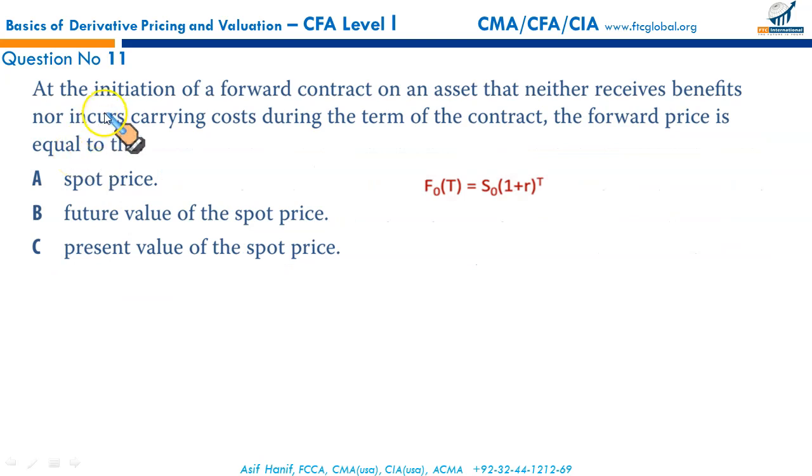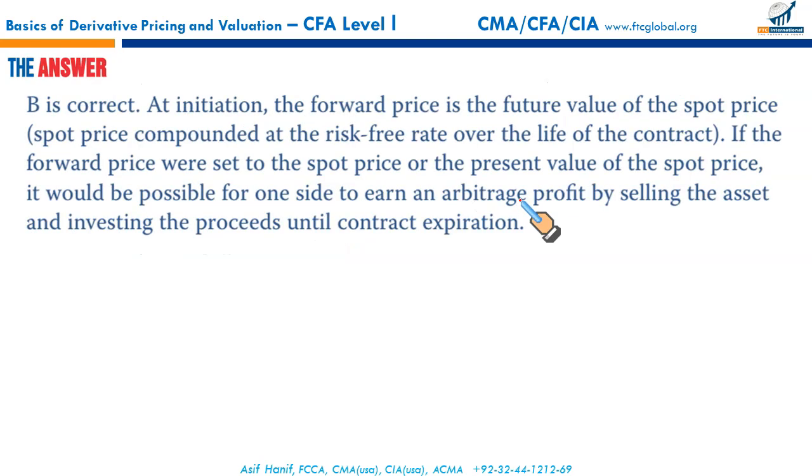Next question. At the initiation of a forward contract on an asset that neither receives benefits nor incurs carrying costs during the term of the contract, the forward price is equal to, this is the formula we use for forward price. Forward price is equal to the spot price? No. Is it the present value of the spot price? In that case, we would have seen a negative T here. No. Then it is the future value of the spot price, and this compounding is being done at the risk-free rate over the life of the contract. So that makes B the correct option.